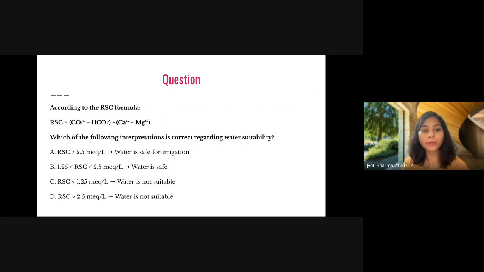Okay, so we were talking about RSC. So what is this RSC? Can anybody tell me the full form of RSC?